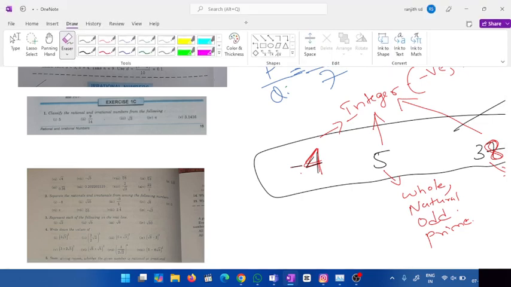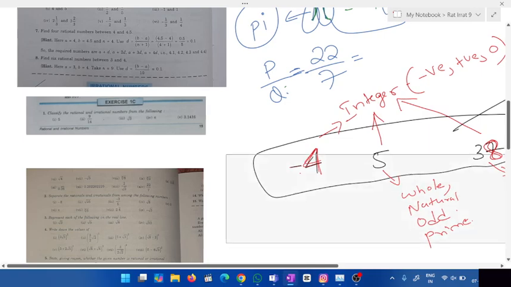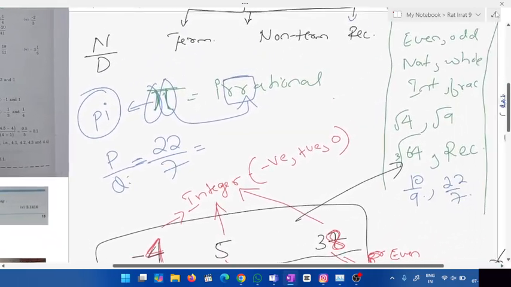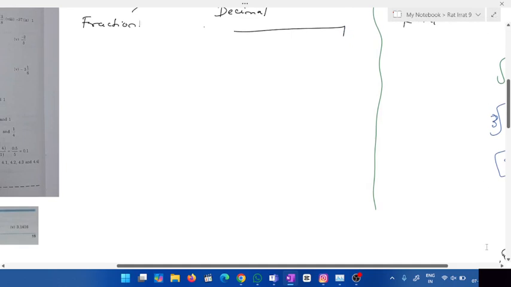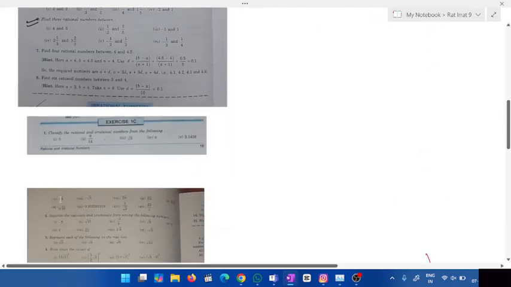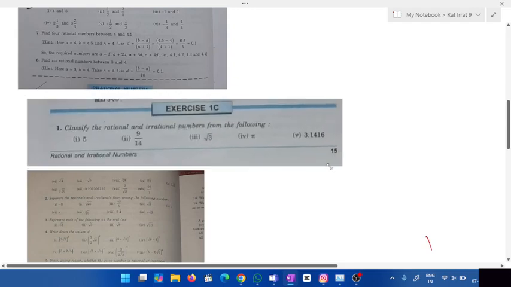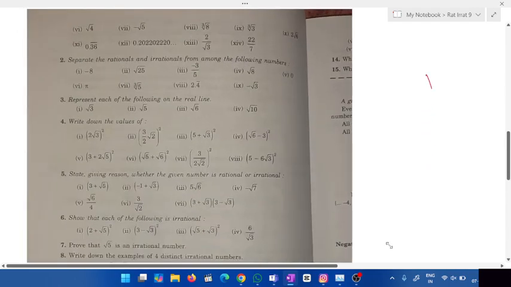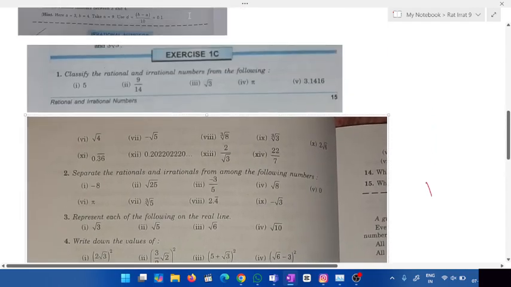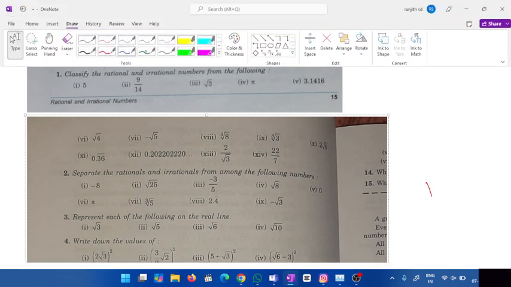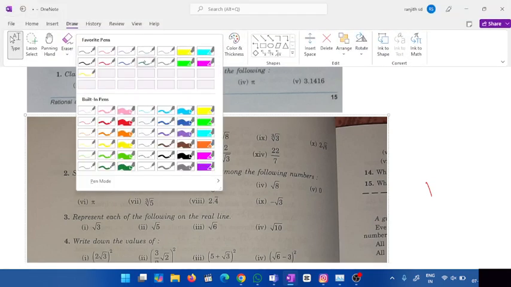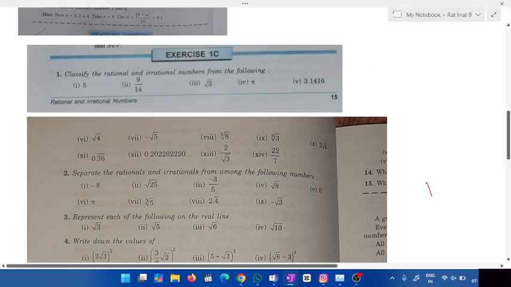Look at the screen. Wait, let me minimize. I think in your textbook you all have already written the answers. Close the textbook, look at the screen and answer. Okay, first one is rational. Next, 9 by 14. What form is given? 9 by 14, P by Q, rational.